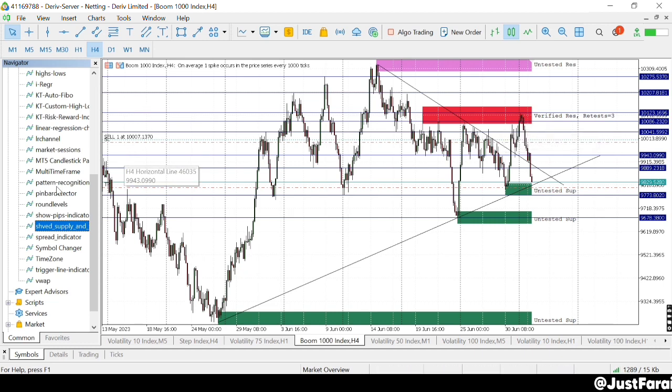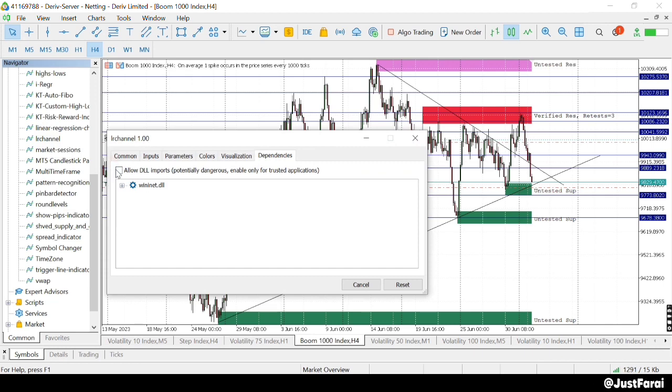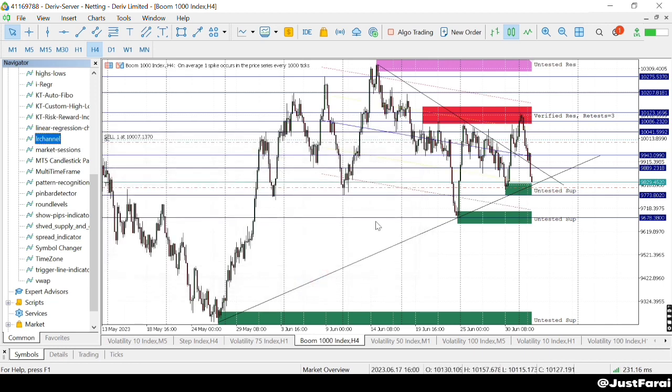I also added this indicator called the Error Channel. You can find it on our Telegram group channel. This Error Channel created these trend lines here that are moving in this direction, and you can see that on this yellow line here, price was doing something. Price reversed on this yellow line. In most cases it touches this red line here, the top part of our Error Channel, but in this case price reversed on our verified resistance as well as on our yellow line.